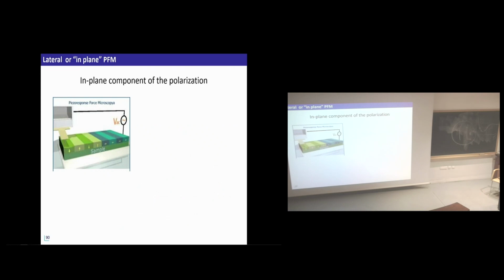Okay, what I've just explained was for polarization out of plane. But of course, sometimes you have a component in plane. So the in-plane, you see what the in-plane oscillation is going to produce? Torsion.